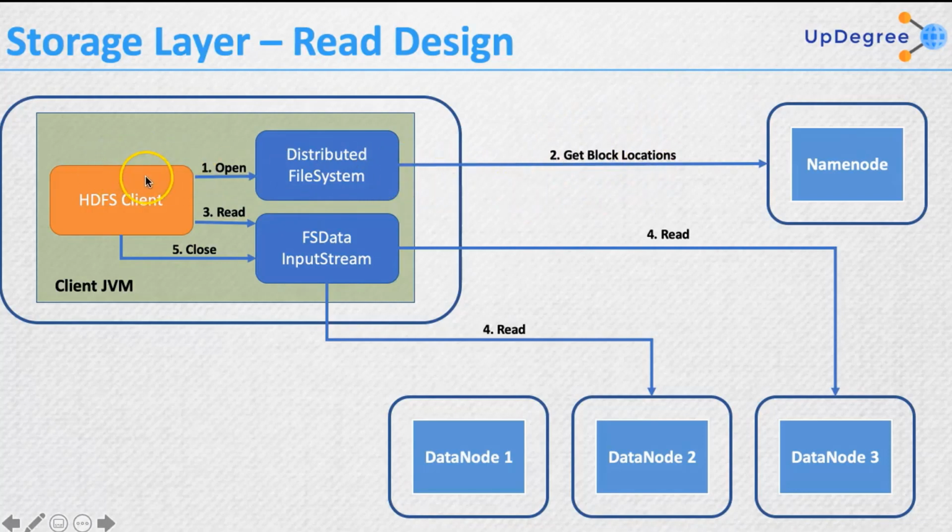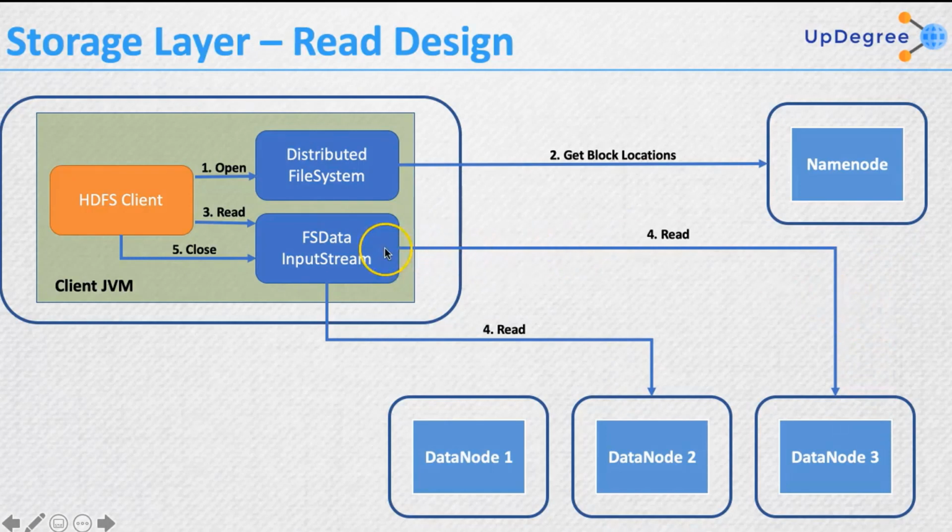Once the HDFS client knows the block location, it will go to the FS data input stream and say that it would like to read. That input stream will connect to the nodes where your data is stored. Say your data is stored in data node 2, data node 3, and data node 10. It is going to connect to those data nodes directly, and then it will read the data from there.